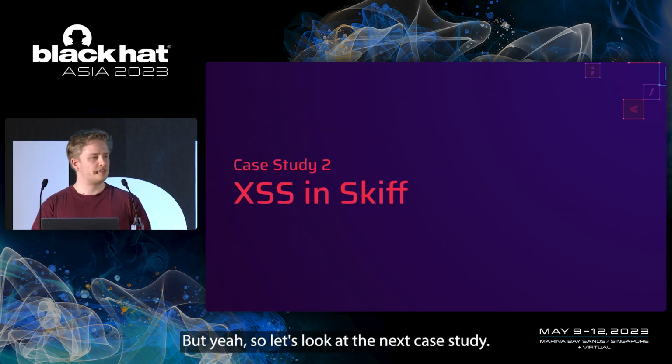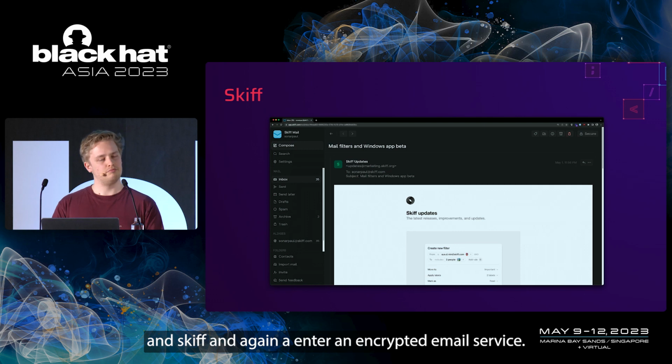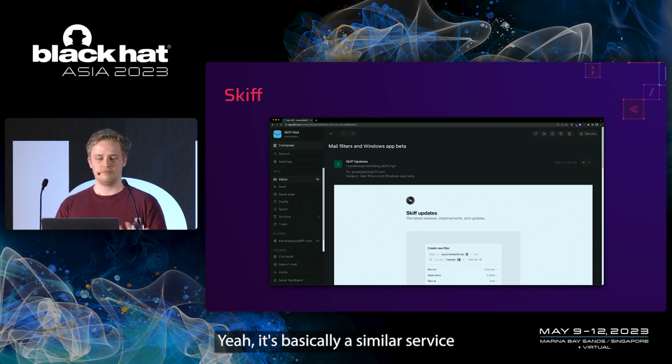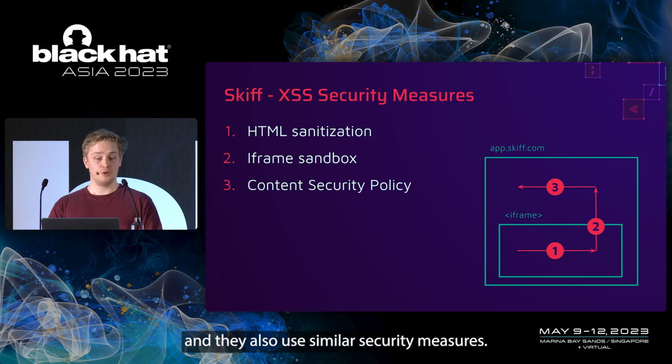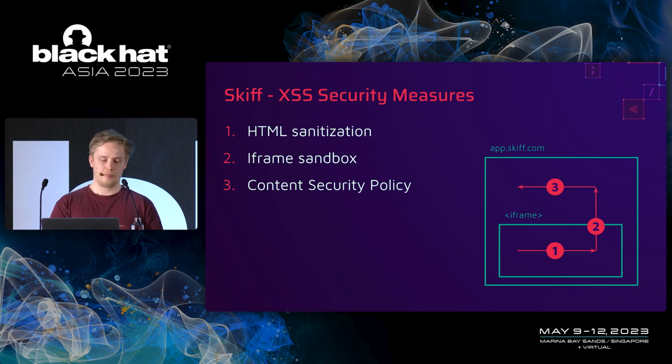So let's look at the next case study. This is again cross-site scripting, but this time in Skiff. And Skiff, again, an end-to-end encrypted email service. It looks like this. It's, I think, less known than ProtonMail, but it's basically a similar service. And they also use similar security measures. So they again have sanitization, iframe sandbox, and content security policy. So we have to do the same thing again and bypass all of those.